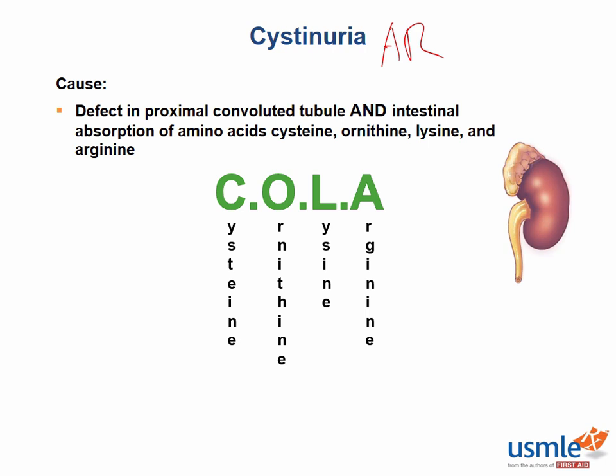I like to take this even a step further and think of Coca-Cola, where the first and the last letter in cystinuria are C and A, as is the case with Coca. Therefore, cystinuria is the Coca-Cola disease. The defect in cystinuria ultimately leads to the excretion of these 4 amino acids in the urine.